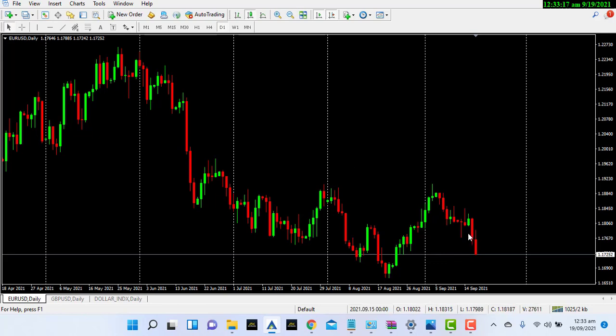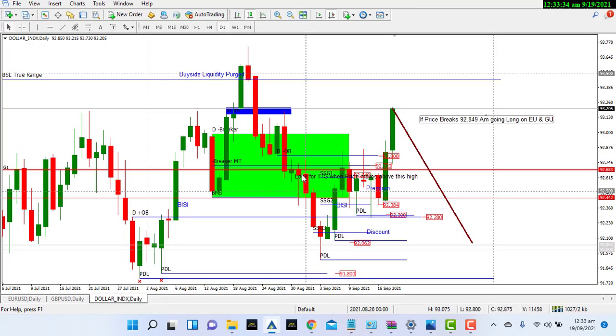There's not much, since I haven't had any kind of annotations yet. I will just try and do them, and then later on I will post them into the group. But on the dollar index, I'm expecting the sells.